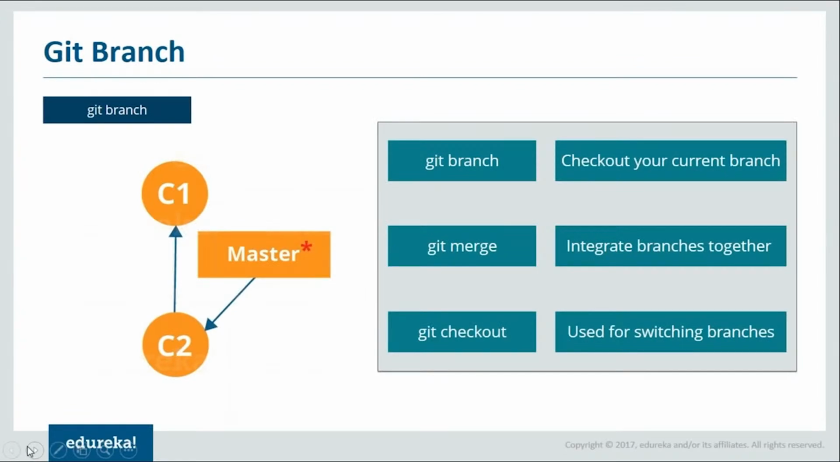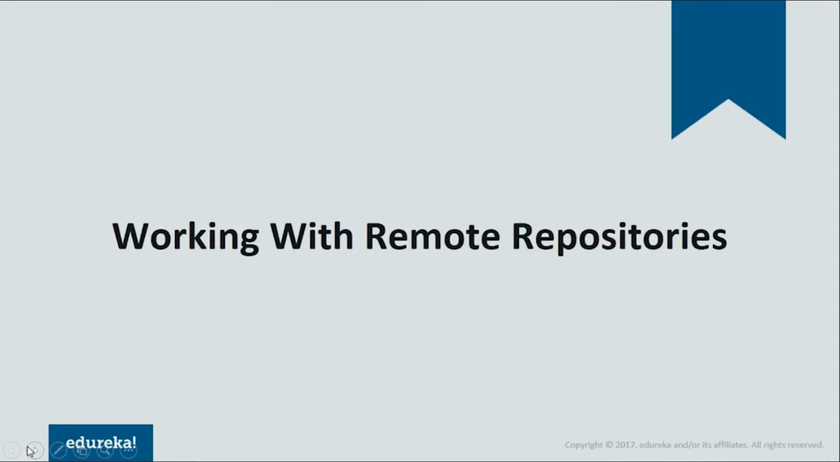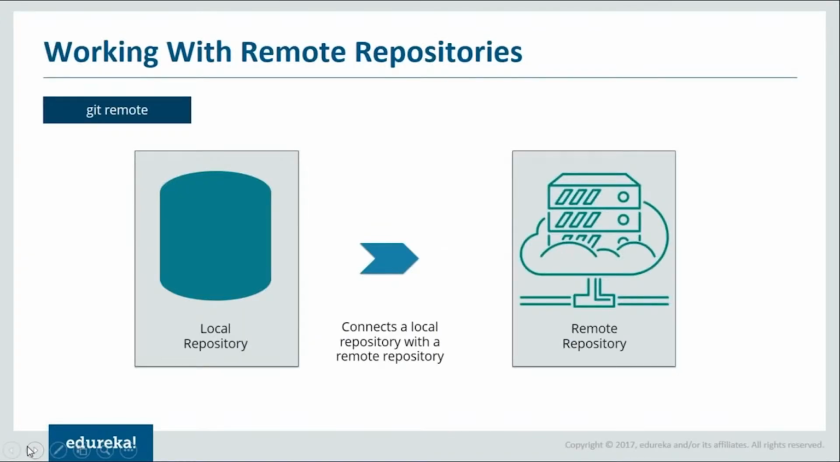So we have seen how branching works in Git. Let us move forward and we'll see how to work with remote repositories. So over here, I've already told you how to add an origin, right? So git remote add origin. And what we did, we connected a local repository with a remote repository. So the Edureka-repo is my local repository, and a remote repository I just showed you in my GitHub account. So we have already done this git remote add origin.